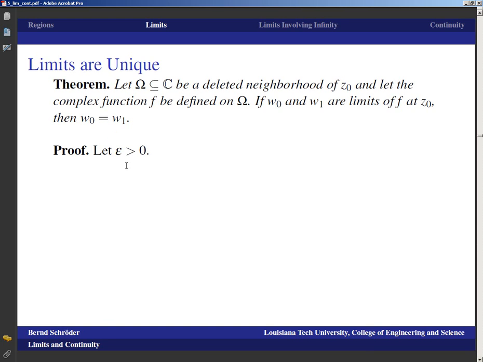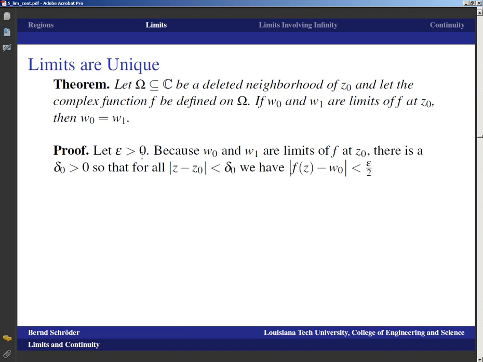This is something that's actually fairly typical for an analysis proof. A lot of analysis proofs just start with picking an epsilon greater than 0. Well, that's not that bad. The part after that is usually where it gets hard. Well, okay, so we pick any epsilon greater than 0.